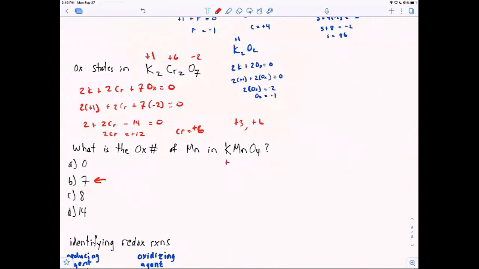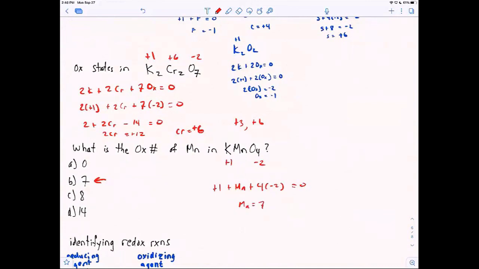Right, so this is +1, it's potassium, -2, so +1 plus manganese plus 4 times -2 equals 0. And that means manganese is 7. Good job. Anybody have any questions with this?